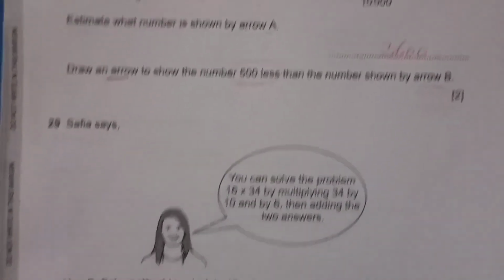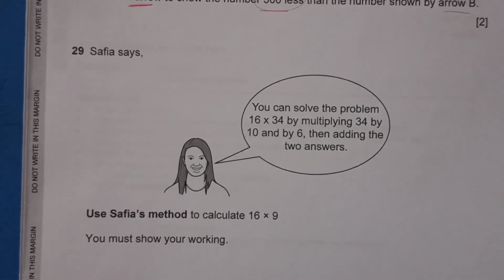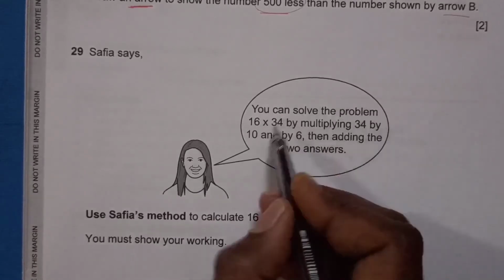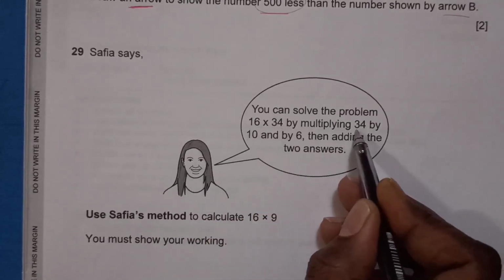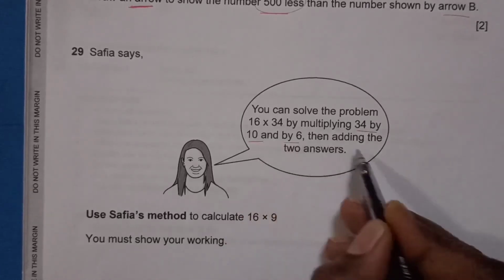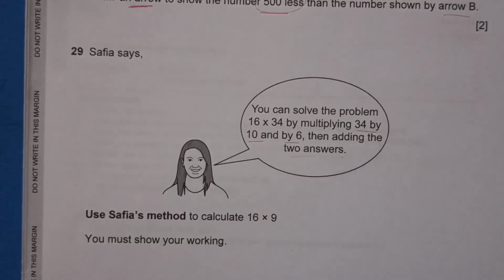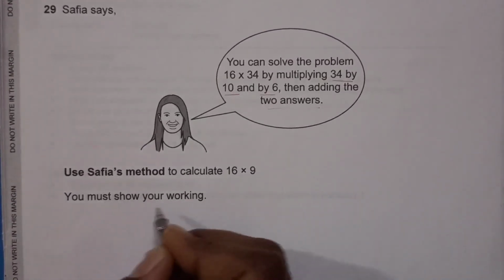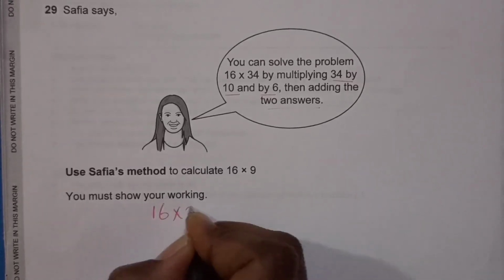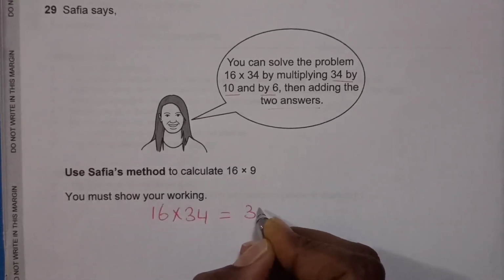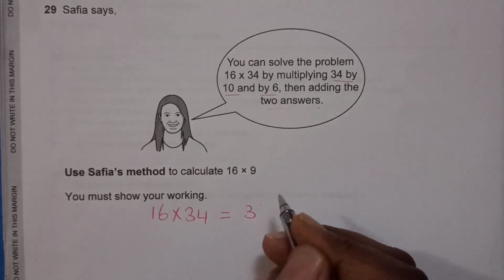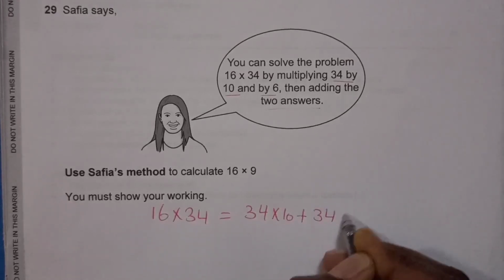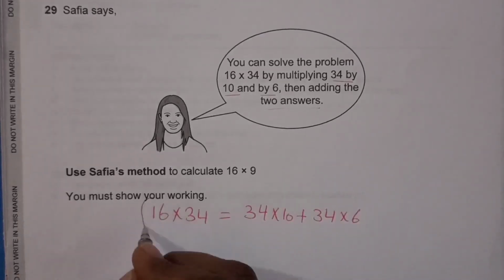Okay, now question number 29. I think this is the last question. Safia says you can solve the problem 16 times 34 by multiplying 34 by 10 and by 6 and then adding the two answers. Use Safia's method to calculate 16 times 9. So as we are given, 16 times 34 can be done by 34 times 10, then plus 34 times 6. So this is given to us.